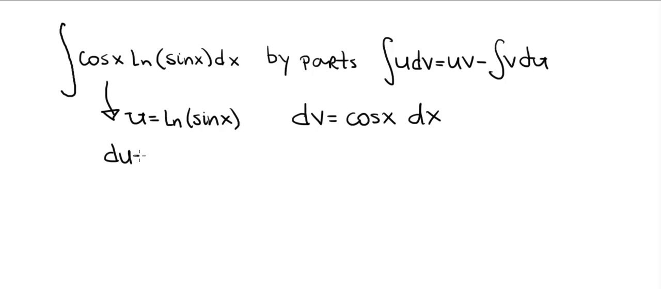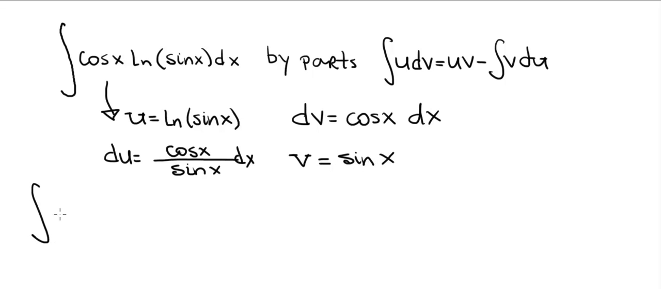Let's carefully find du. Since we're differentiating natural log, we put what's inside it in the denominator, and the derivative of what's inside the log, derivative of sine, that is cosine, in the numerator. And to find v, we take the antiderivative of cosine. We can take it to be sine of x.